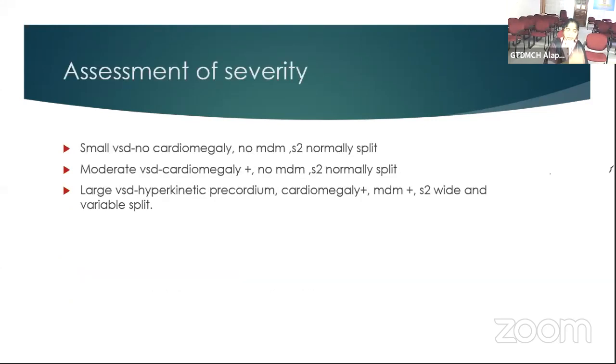Now, based upon the clinical findings, you can assess the severity of VSD. That is, you can say whether it is a small or a moderate or a large VSD. In a small VSD, there is no cardiomegaly, no mid-diastolic murmur, and S2 is split normally. In a moderate VSD, there will be cardiomegaly, but no mid-diastolic murmur, and S2 is split normally. In a large VSD, there will be hyperkinetic precordium, cardiomegaly, and mid-diastolic murmur. S2 will show wide and variable split.